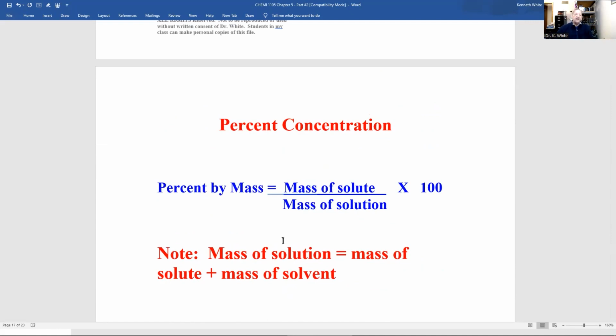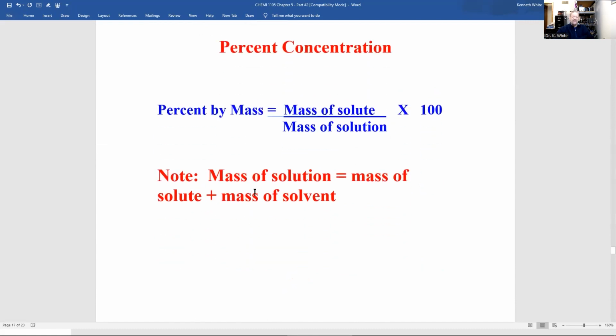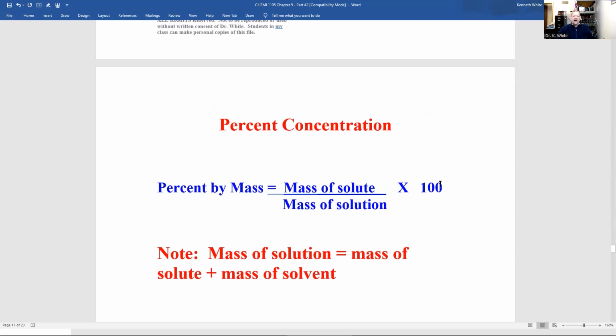And that is percent mass equals mass of the solute, divided by mass of the solution, times 100. And you can do this for each solute. Now, remember, the mass of the solution is the mass of the solute or solutes plus the mass of the solvent. So what this tells you is the higher this number, the more that solute component is in that solvent.